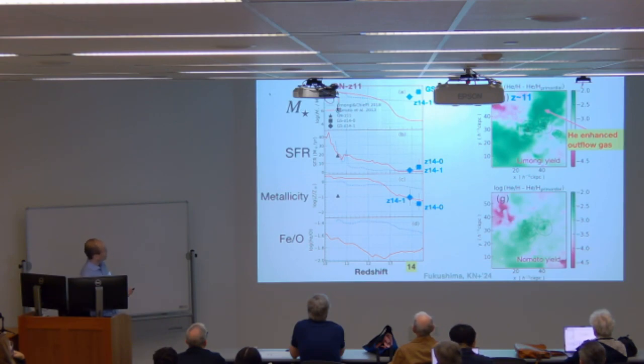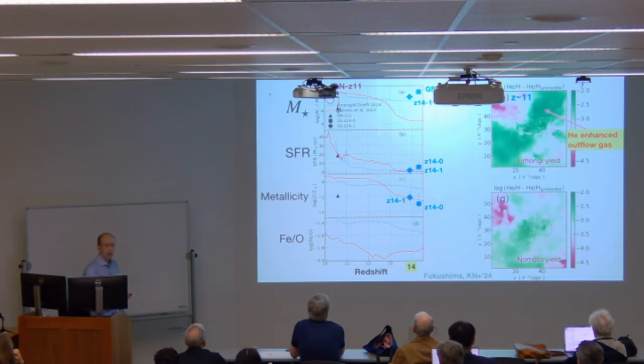In two of these runs, we also use this Limongi and Chieffi model to account for the elevated enhancement of some of the elements. Both models can account for the stellar mass very nicely at redshift 11. The star formation rate also looks very good, but for metallicity we actually overpredict a little bit compared to this estimate.